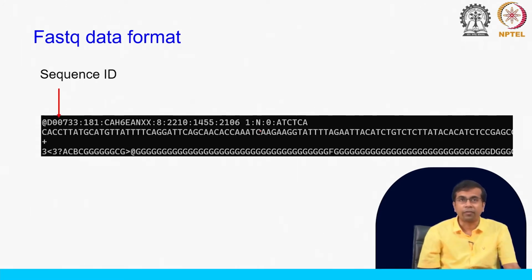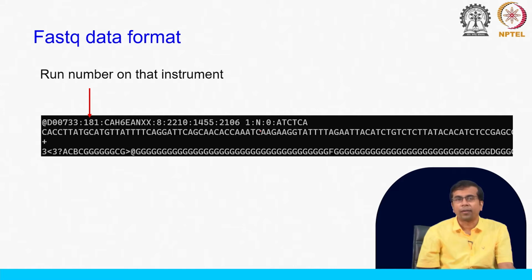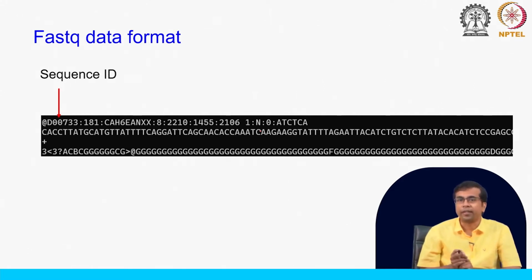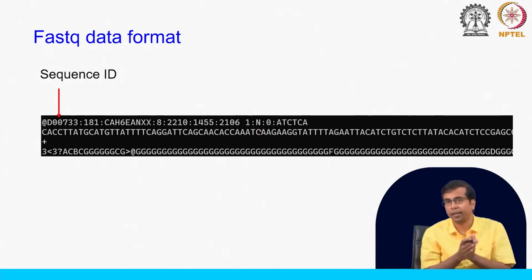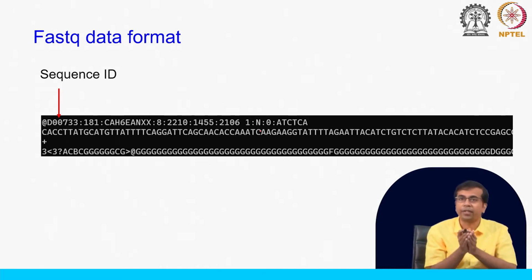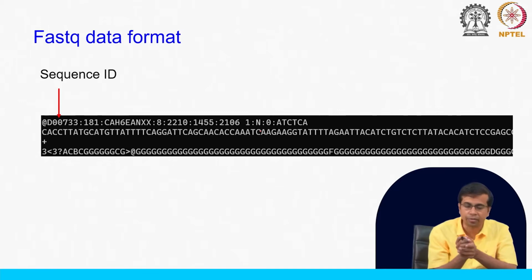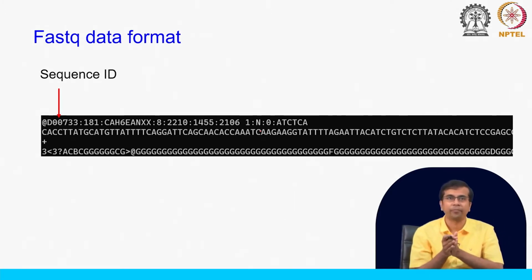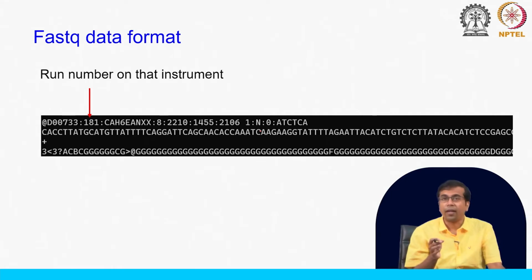So, the first information is actually the sequence ID. What do we mean? What is this sequence ID? This is actually the machine number, the Illumina machine number. As I mentioned, the Illumina data comes in the FASTQ format. So, this is actually the machine ID, D00733. Then you have the run number on that instrument, the experiment that is being carried out. In this case it is the 181st experiment in this machine.